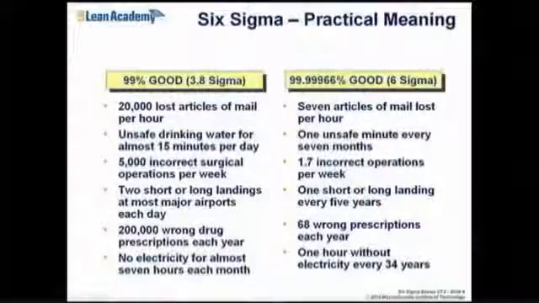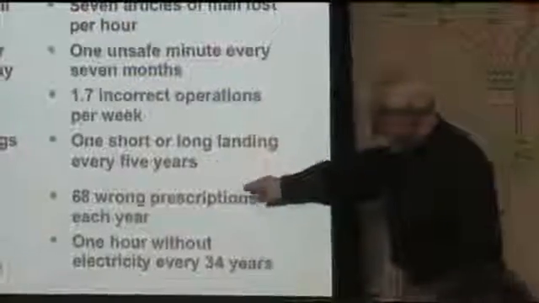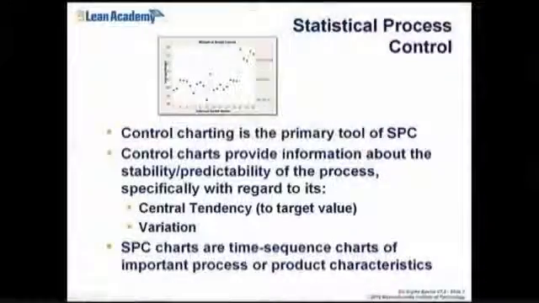99.99966, this is much better, Six Sigma. So this is kind of what you're looking for. Well, 1.7 incorrect operations per week, even that's too much, but that's a lot better than 5,000. If you're one of those 1.7 people, you don't care what sigma it is. Same here. And as I mentioned, airline travel is like 9 sigma for safety.